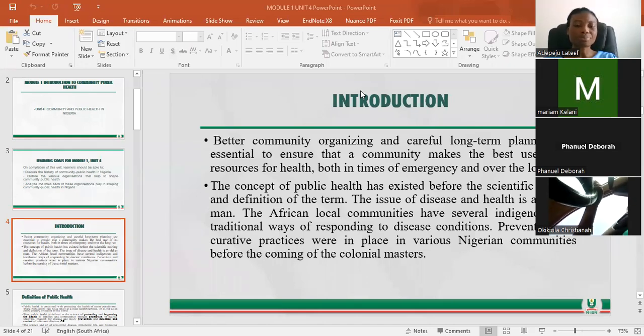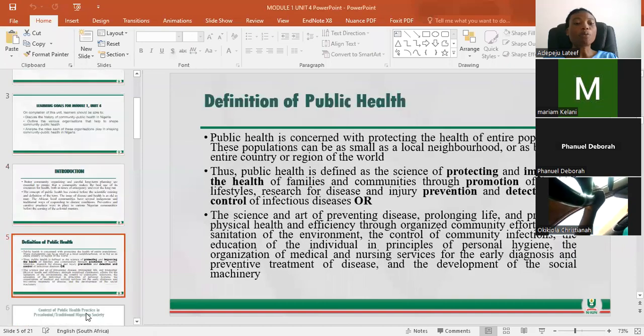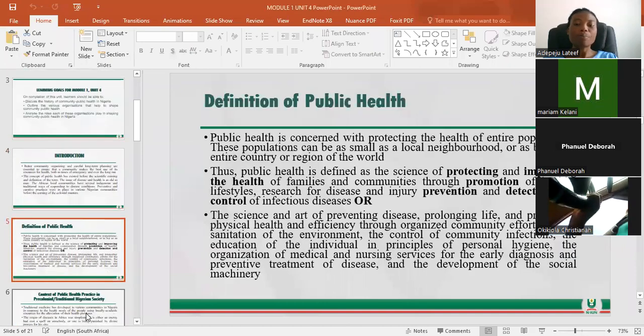And we know that ever since, even before the colonial masters, this has been there. It's just that science has made it more elaborate and better reformed than it was before the colonial masters. So what is public health?